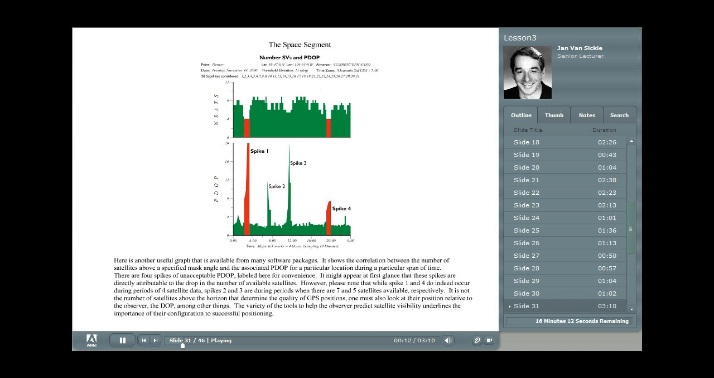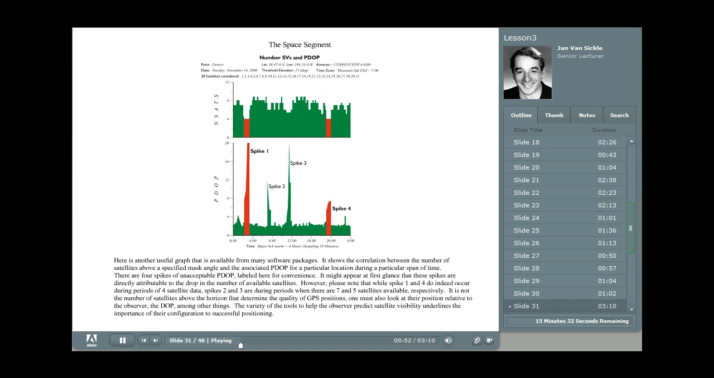As you see in this slide, the number of satellites is in the graph at the upper part of the view. And the PDOP, or position dilution of precision, is in the lower part. Now, clearly, the spikes, spike 1, 2, 3, and 4, are areas of very large PDOP. And this means, of course, that during these moments, the positions that are collected are very suspect.